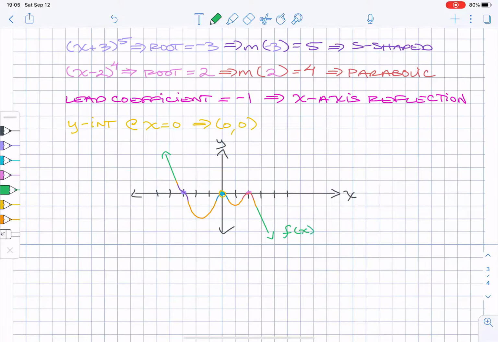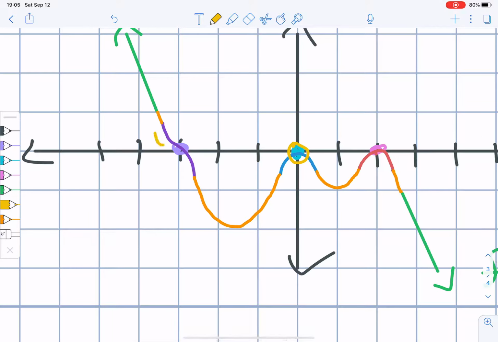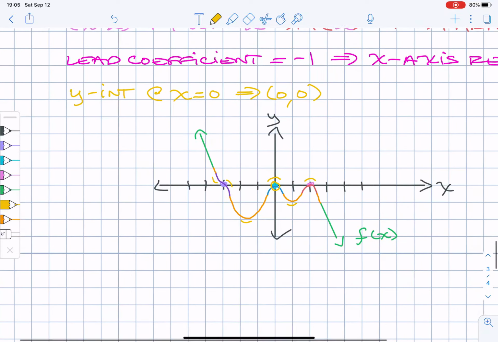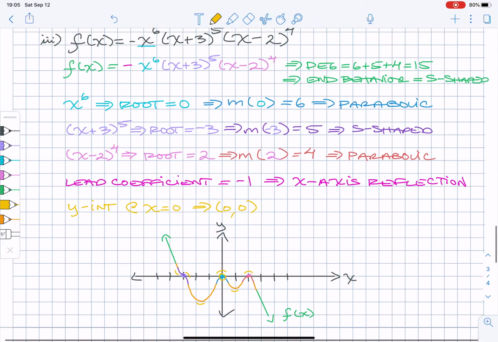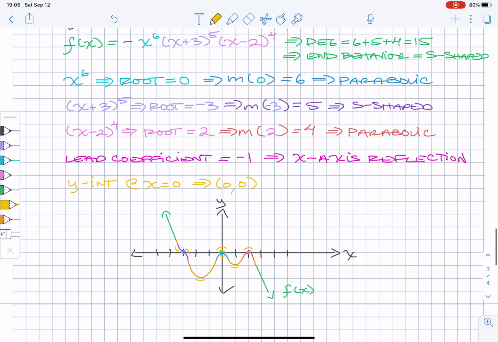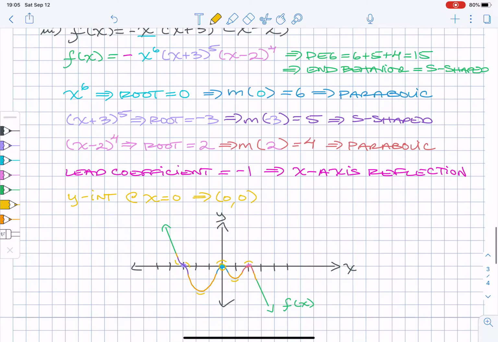And notice it's going downhill because the lead coefficient was negative. So let's see, just out of curiosity, we have 1, 2, 3, 4, 5, 6 turning points, so the degree is at least 6. Oh, that's true. The degree is actually 15. So, interesting.